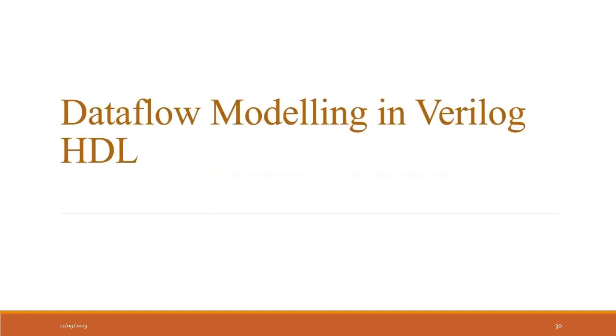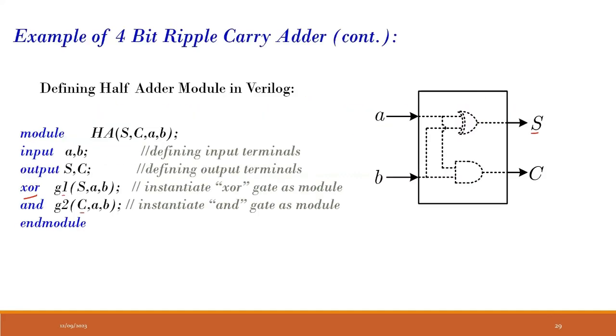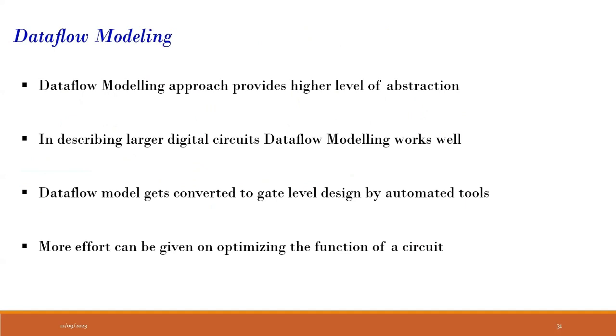So now we will go to data flow modeling in Verilog. We did structural modeling, where we had one module and it had certain submodules, which also had certain submodules, etc. That is how we have written our code to do the operation of a full adder. Now we are using data flow modeling.